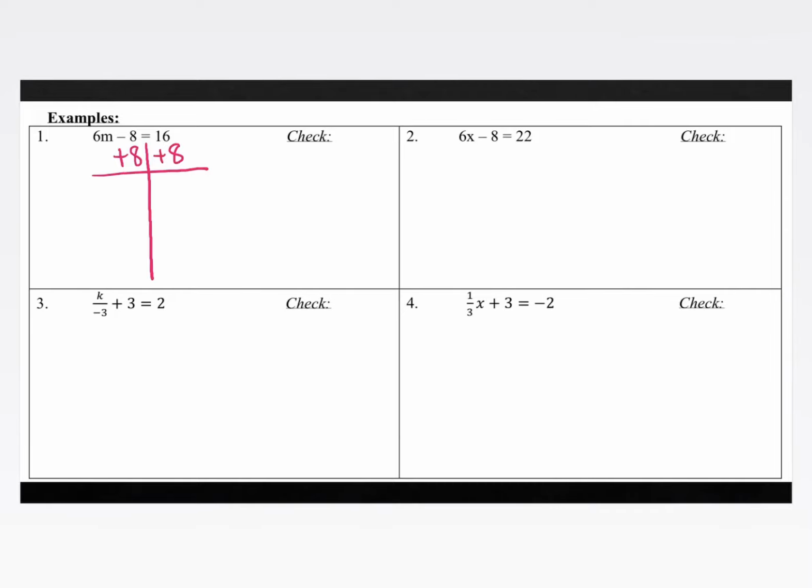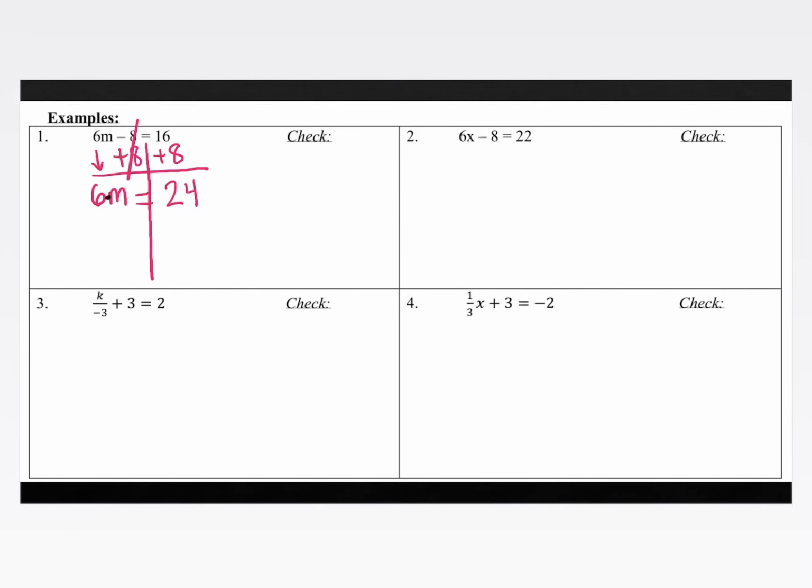Now I'm going to simplify. Negative 8 plus 8 adds to 0, so it cancels out, and I'm going to bring down this 6m. On the right-hand side, we have 16 plus 8, which gives me 24. The next step that we want to do is undo multiplication or division with the inverse. Since I see 6 times m, remember there's really a multiplication dot that's like hidden right here.